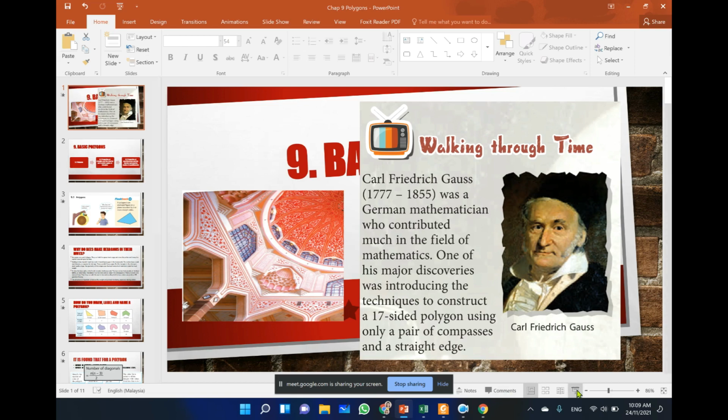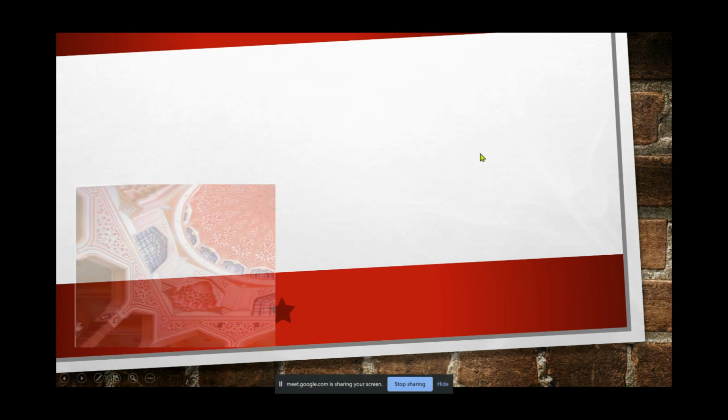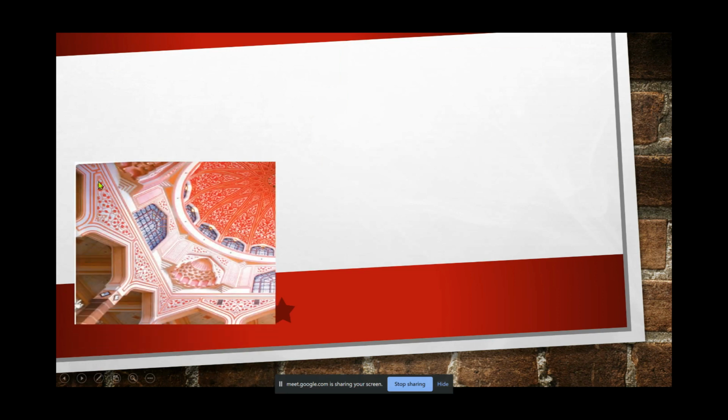Firstly, we are going to look at this picture over here. I'm sure you have seen a similar picture like this before. What is this? Geometry. Where did you see this? This looks like somewhere in a mosque, right? So you can see all the geometric shapes over here, which form up nicely, decorated on the wall and also the ceiling of the wall of the mosque there.